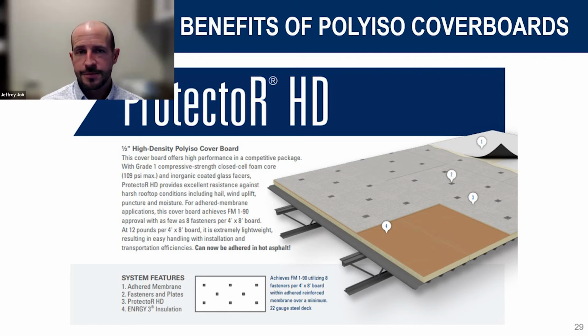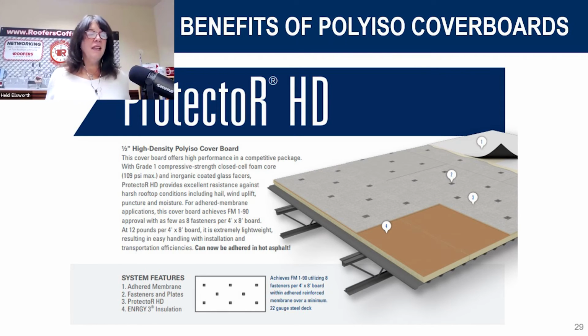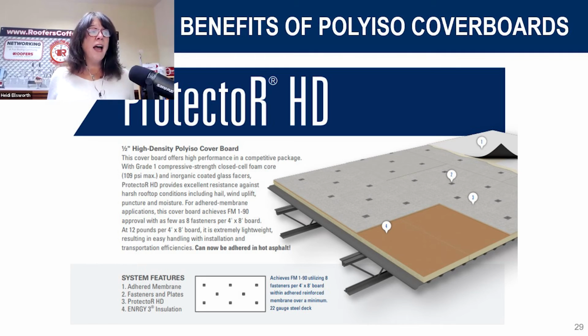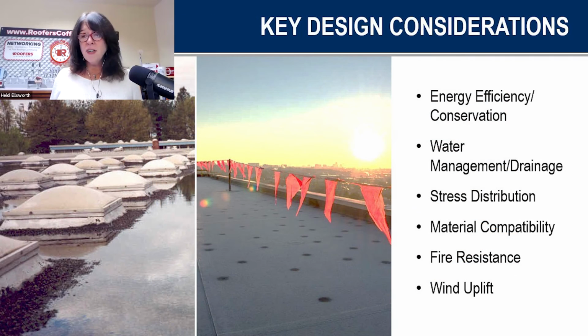Excellent. Okay, I think this leads us perfectly into our third learning objective, which is ISO cover board design considerations and benefits. So we kind of started on that. I know we got a little excited there, but one of the things I wanted to talk about up front, as we're talking about design considerations, is how much insulation is necessary on roofs?